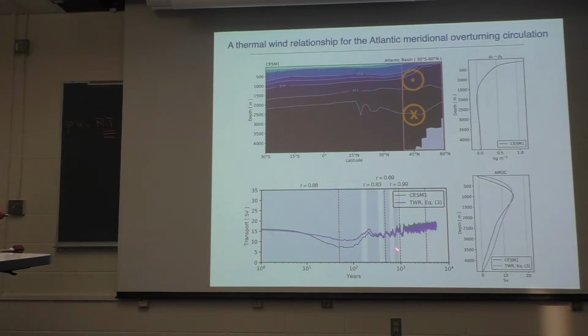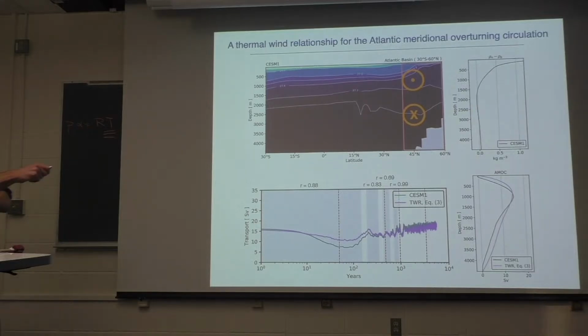So here's a whole time series of that same model where we've calculated the overturning stream function and used the thermal wind relationship. When you are going through a strong transient period, there's a bit of disagreement, but over most of the period, it works fairly well. And these are the Pearson correlation coefficients for a few different periods here. And again, except during periods of transient change, it does pretty well.